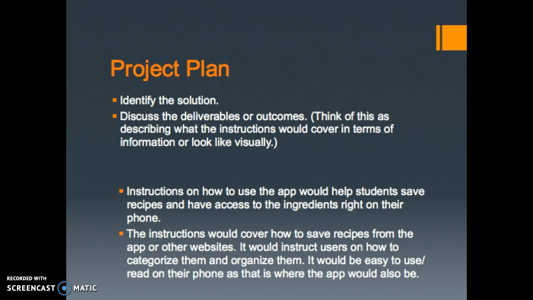So right at the beginning of this second bullet, we give two types of information, categories of information it would cover. How you could save recipes from a couple of different places, and then how you could categorize or organize them. Then we also talk about what it would look like visually. So it would be easy to use, read on their phone. So we would make it pretty web friendly. So because students all have smartphones, are on their smartphones a lot, we'd want them to be able to easily access it there.